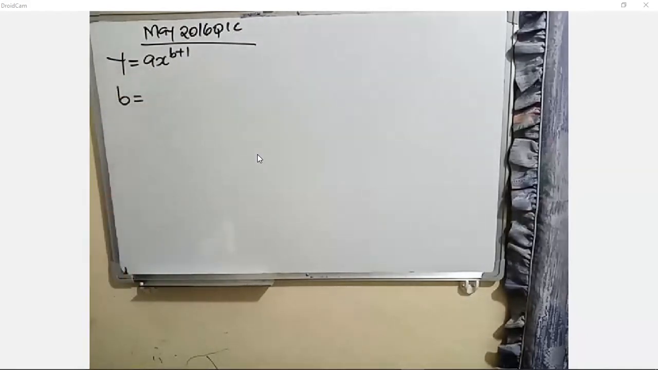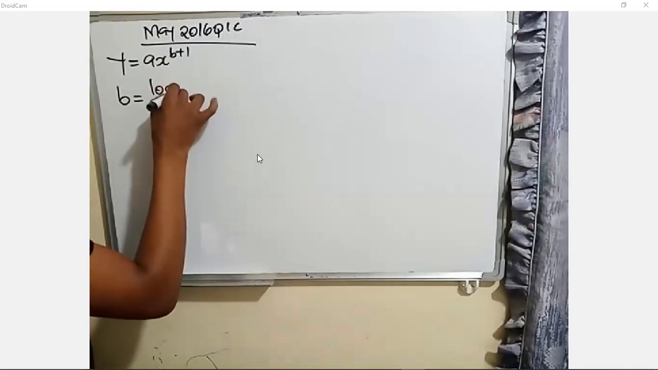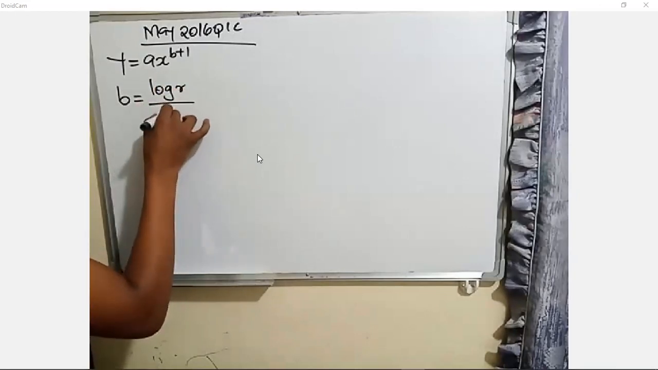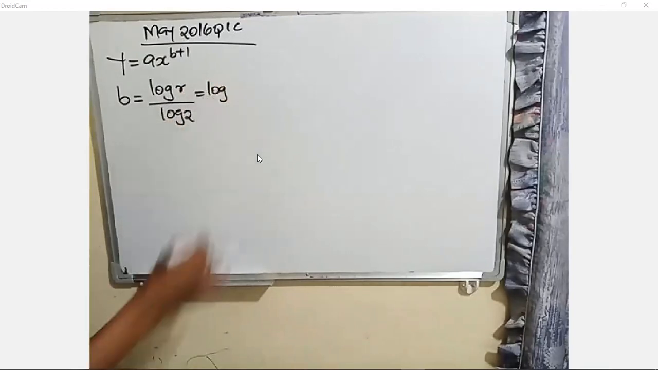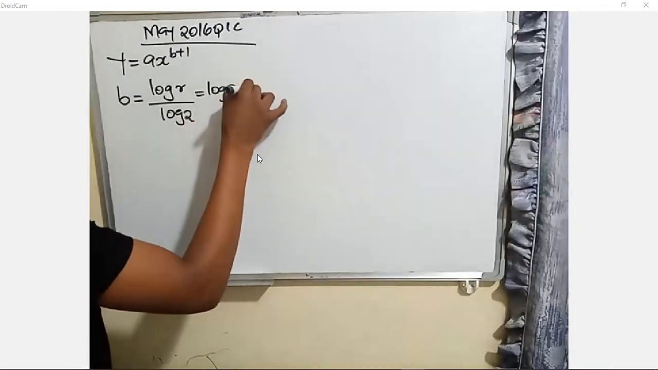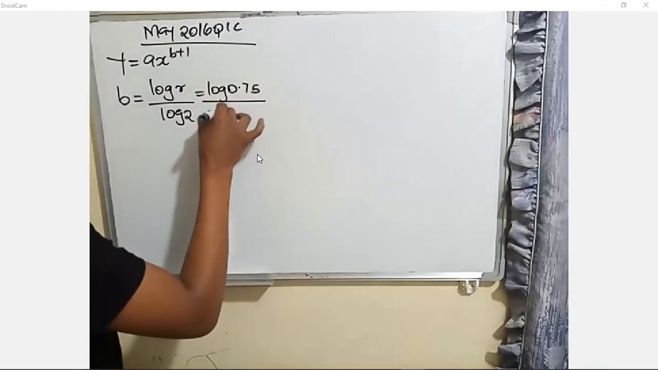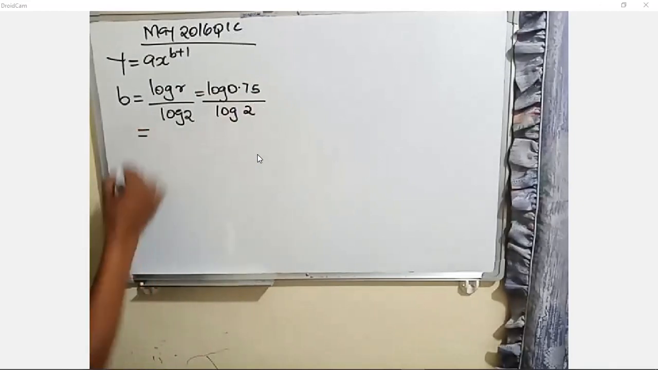Even before we know X and Y, do we have the learning index? No. We are being given the learning rate of 75%. So we normally get it by taking the log of r over the log of 2. What is our r? 0.75, thank you. Then we divide by the log of 2. So what is our b?